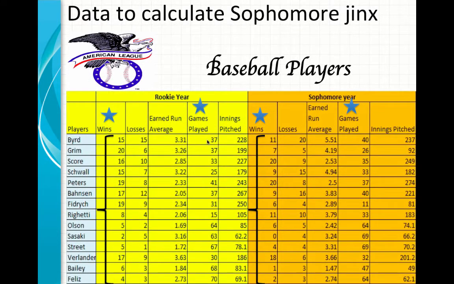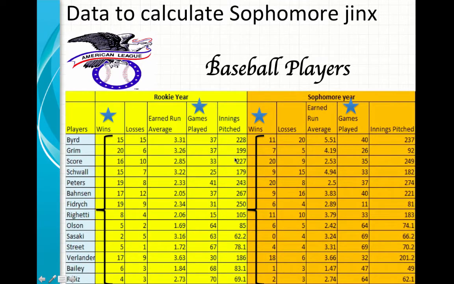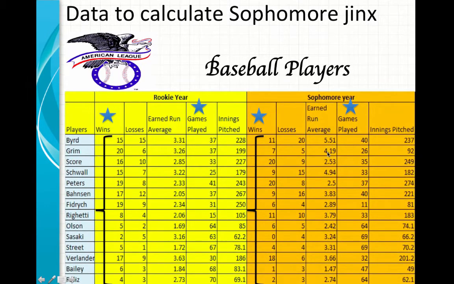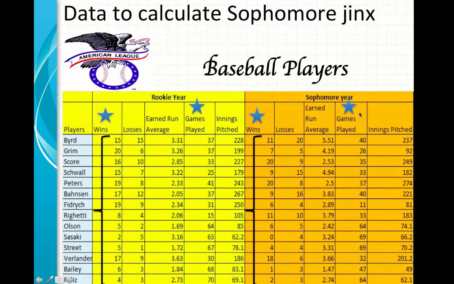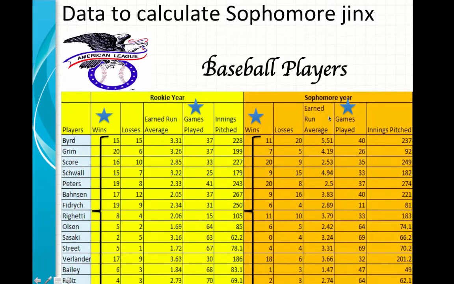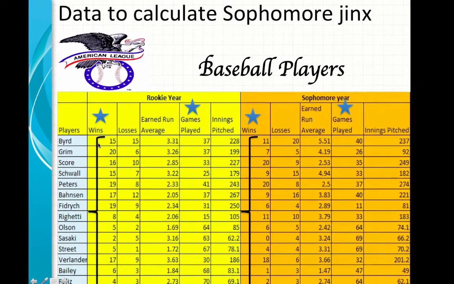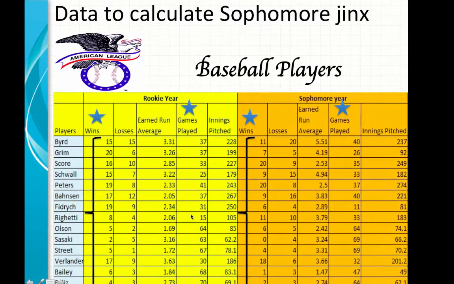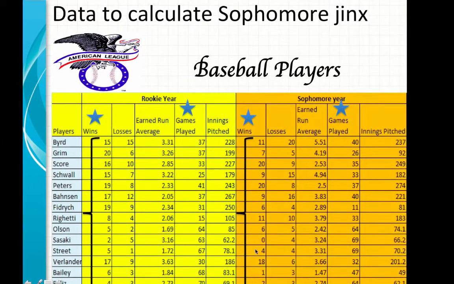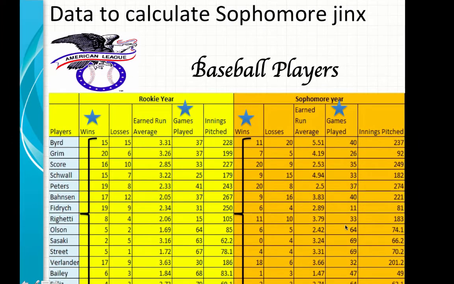Which data are we going to use to calculate the Sophomore Jinx? Here we have the data for the American League baseball players for their first season performance and their second season performance. You can see there are star-marked columns. These are the columns which I have used in my calculations to calculate the Jinx. We have wins on the left and games played on the right for the yellow section, and the same for the orange section.